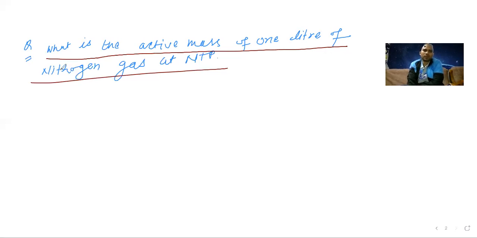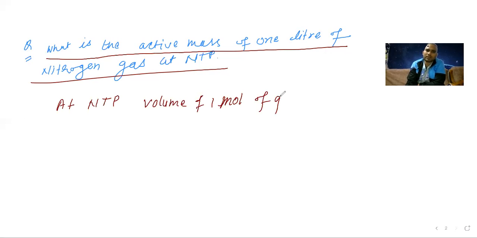When you are talking about the active mass of 1 liter of nitrogen gas, 1 liter of nitrogen gas they are talking about. So at NTP, the volume of 1 mole of gas is equal to 22.4 liter. So we can write 22.4 liter is equal to 1 mole.